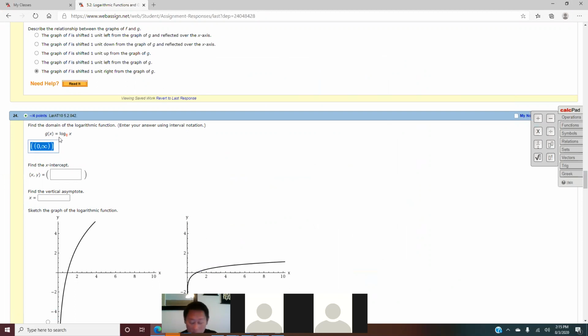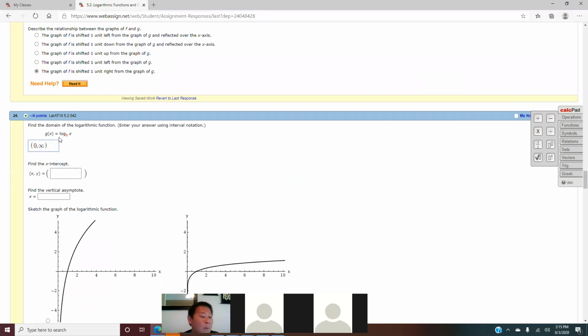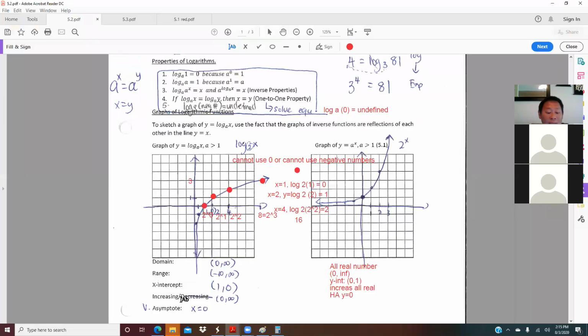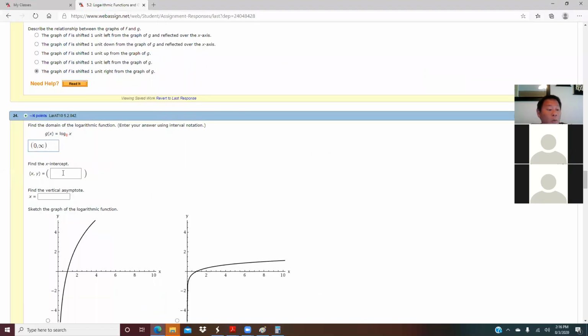Then all these parentheses. There you go. What is your x-intercept? So again, if you remember my notes here, the x-intercept is at where? (1, 0). So this is your answer here, (1, 0).